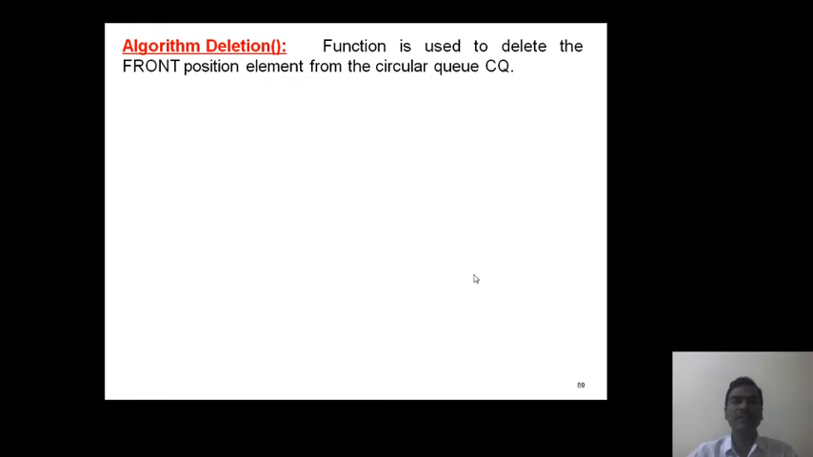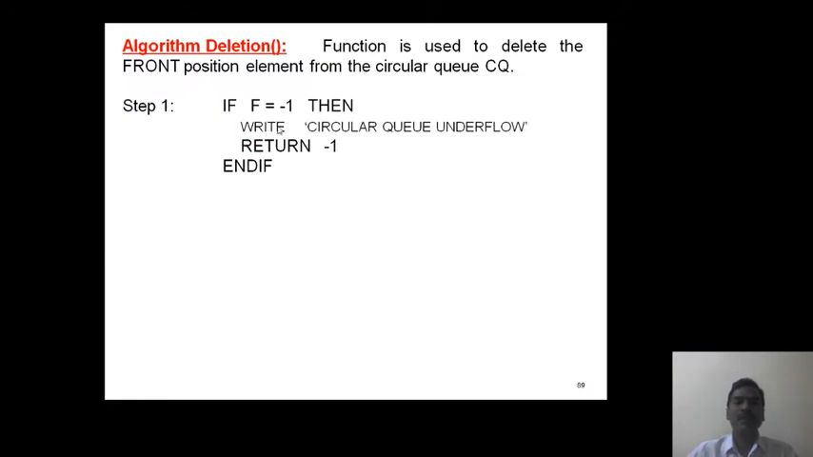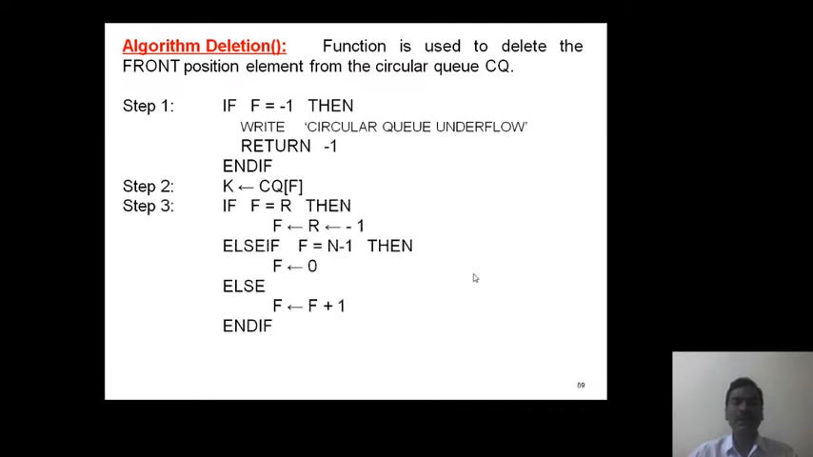Now the deletion operation, algorithm deletion. This function is used to delete the front position element from the circular queue. Step 1, if F equals minus 1, that means elements are not available. Hence we print a message as circular queue underflow, return minus 1, and end if. Step 2, K equals CQ of F. Step 3, if F equals R, that means only one element is available. Now set F and R at minus 1.